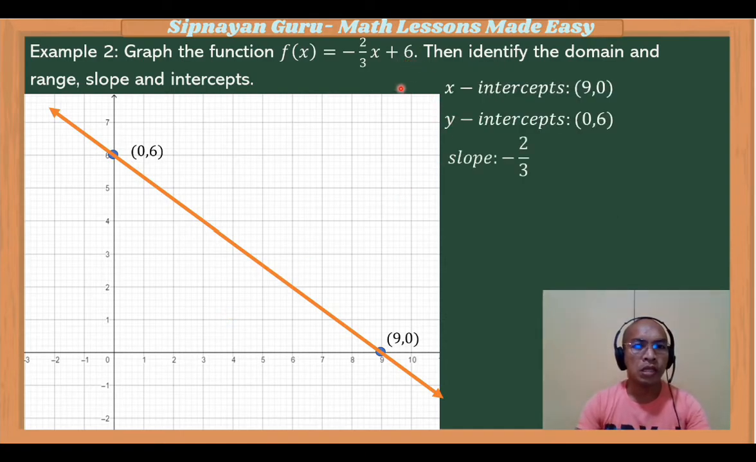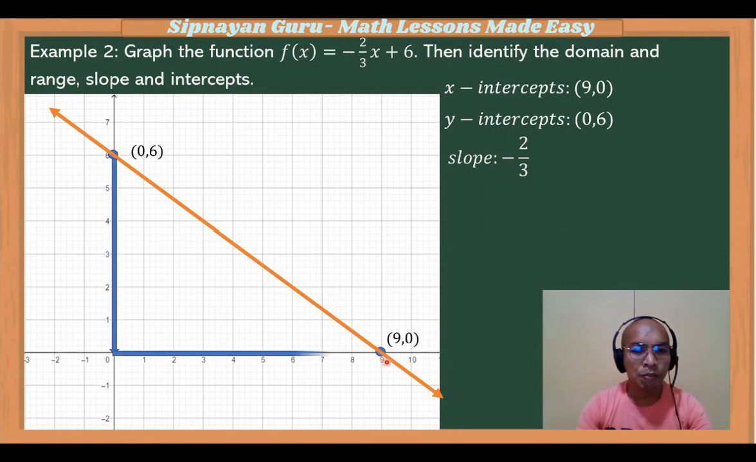So the slope is negative 2 over 3. Again, this is just the coefficient of the variable x. If you wish to verify, if you are moving the point from here to here, our rise is negative 6 and our run is positive 9. So negative 6 over 9, in simplest form, is negative 2 over 3.